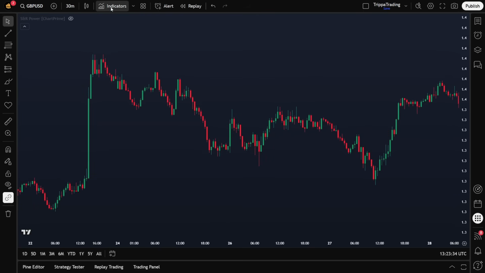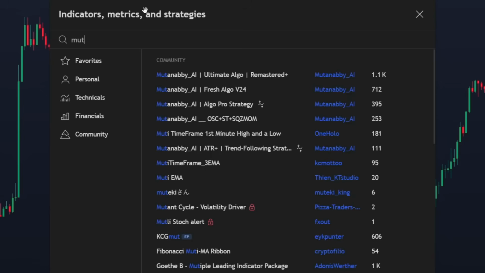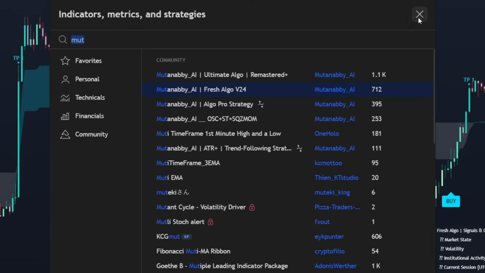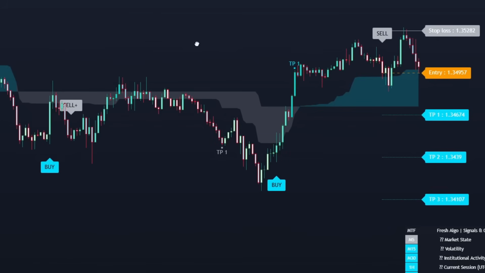Let's talk about the final indicator I want to share with you. Open the Indicators tab again and search for the Mutinabe AI Fresh Algo V24. After that, add this one to the trading chart. This one is a full execution system built directly into your trading chart.